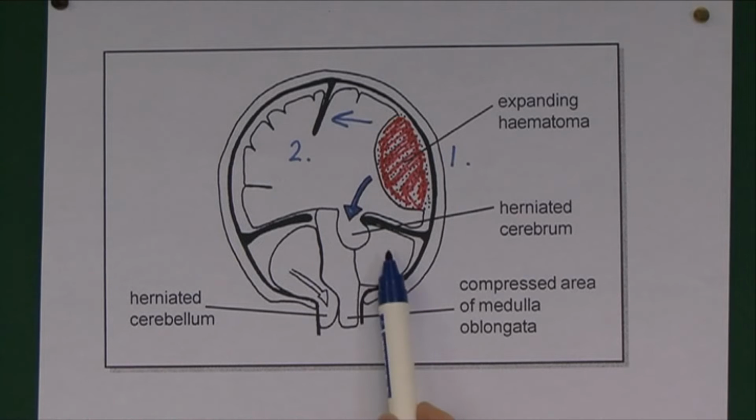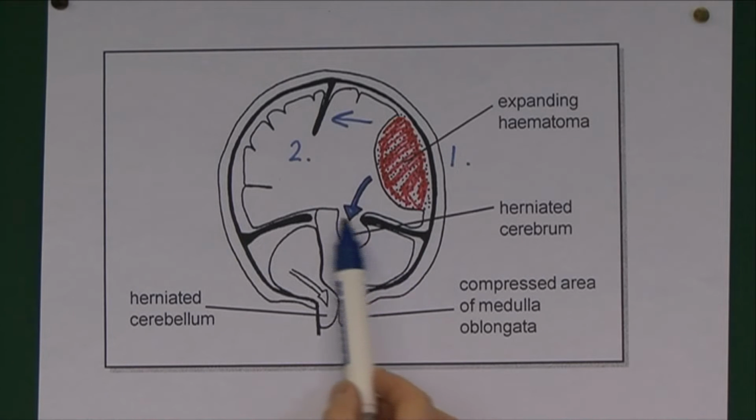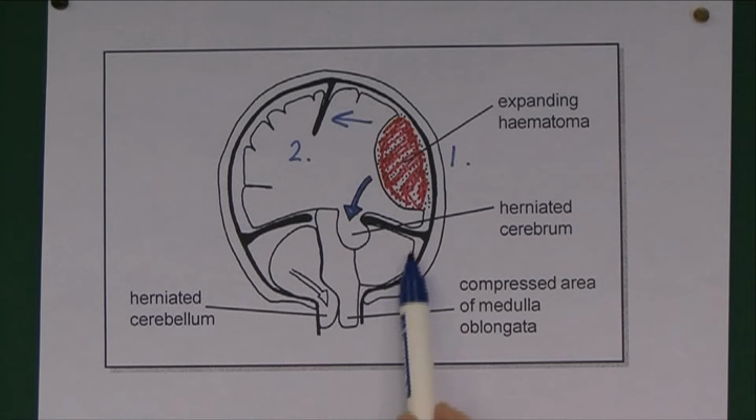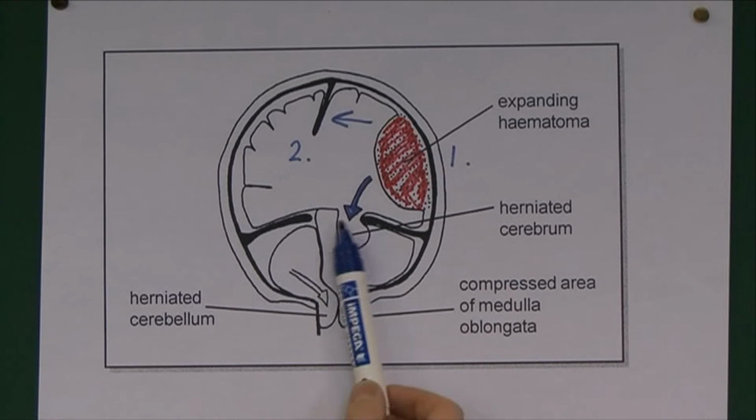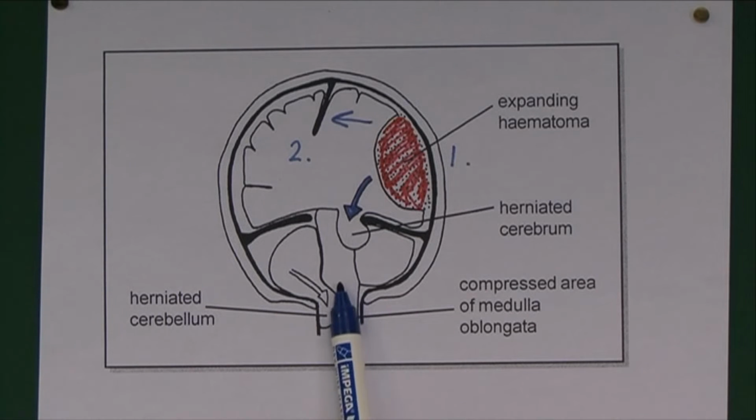Can you see that that will quickly increase the pressure in the infratentorial areas of the brain? And this will certainly give rise to Cushing type effects, because remember, the vasomotor centre and the cardiac centre and the respiratory centre, of course, are located in the medulla oblongata of the brain stem.